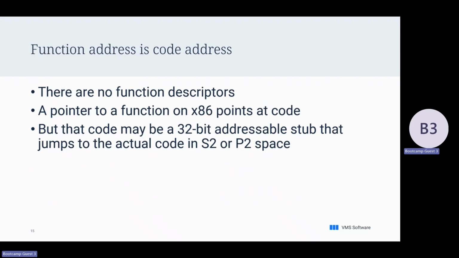Function addresses are code addresses on x86. If you had a pointer to a function, previously it pointed to a function descriptor. That no longer exists. It now just points to code.